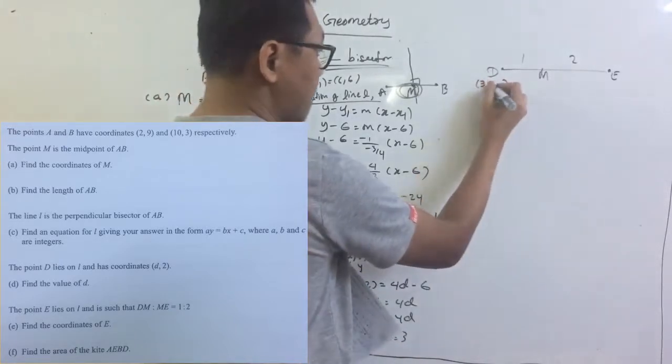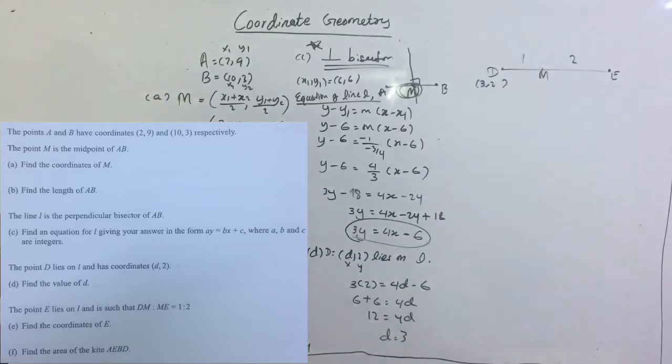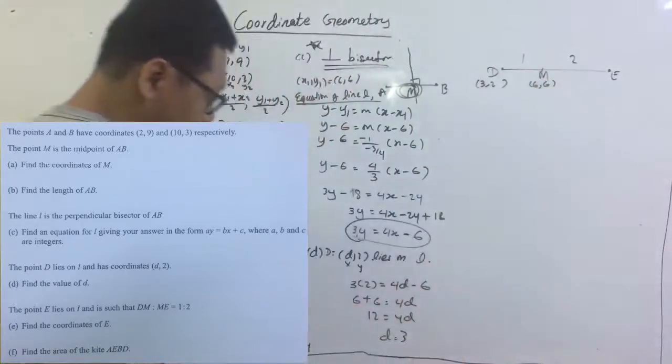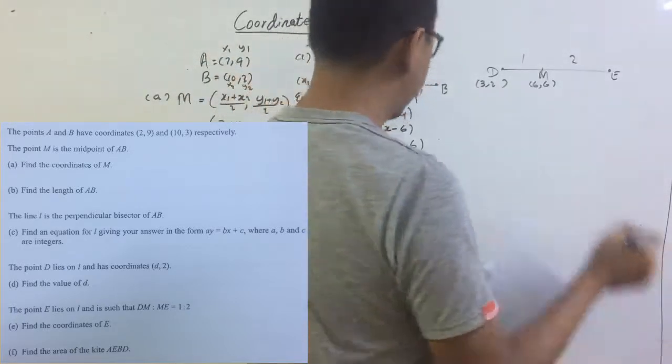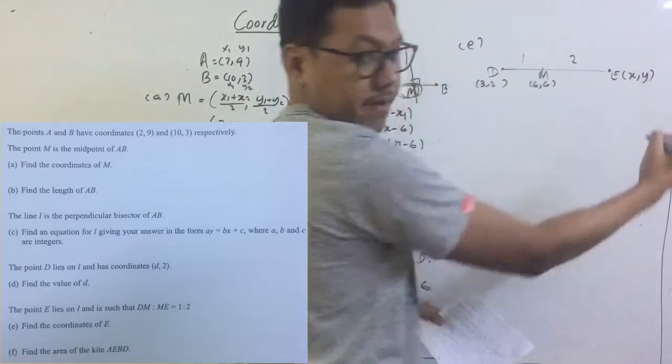And then M, we know M here, is 6, 6. So M is here, 6, 6. And E, we don't know yet. We have to find the coordinates of E, that's what we are trying to find. So I'm gonna put x comma y.